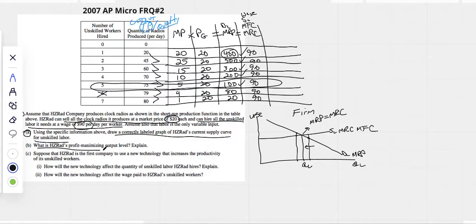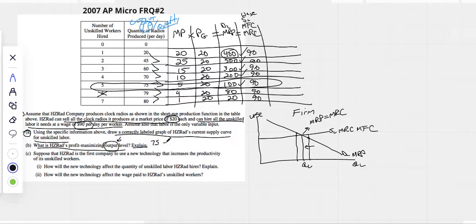What is Hazrat's profit maximizing output level? Now, this tricked a lot of people in the year that it came out because it was talking about output, not number of workers. So we have to be careful, read, make sure you understand it. Output level would be 75 here.